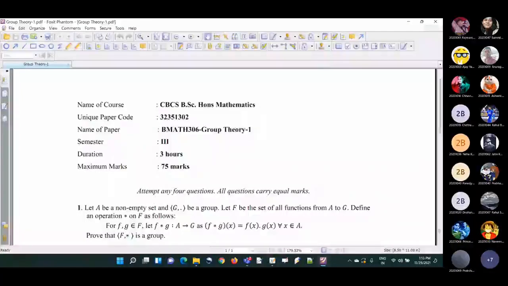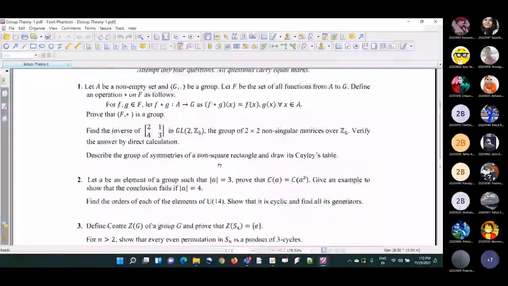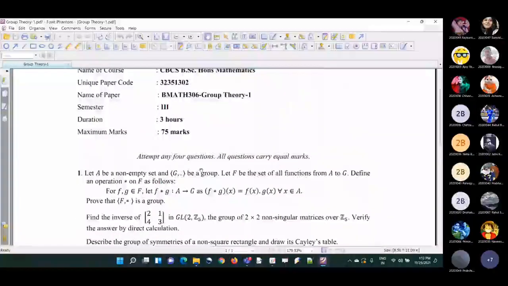Today, let us discuss old question papers of group theory. This was a question paper of the last exam, in fact, the OB exam, in which the students were given 6 questions and they were asked to attempt any 4 questions from them.